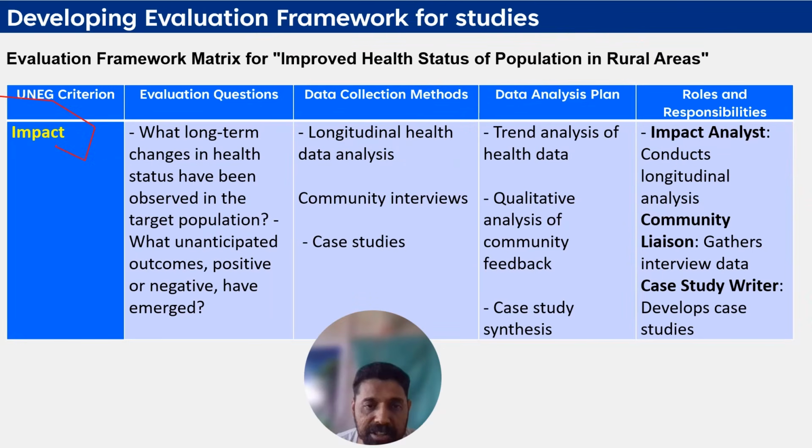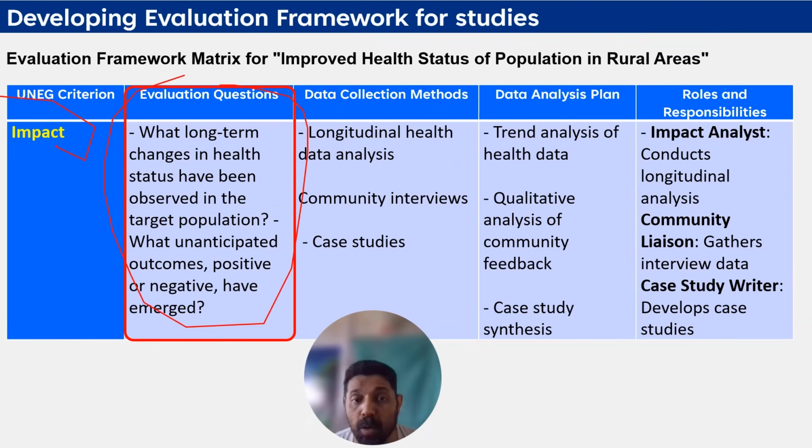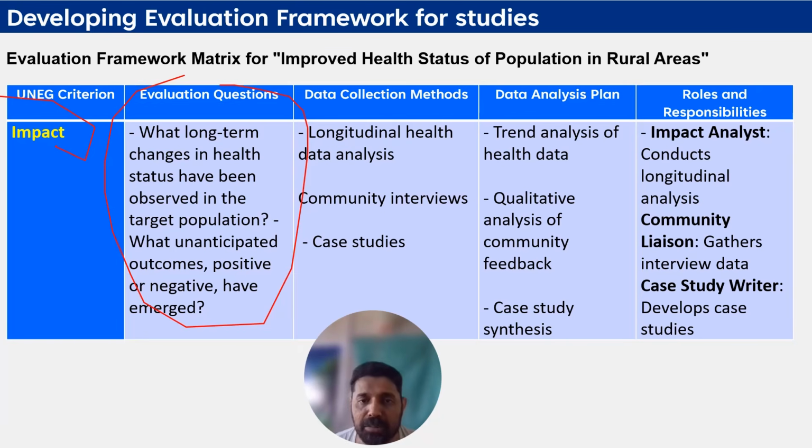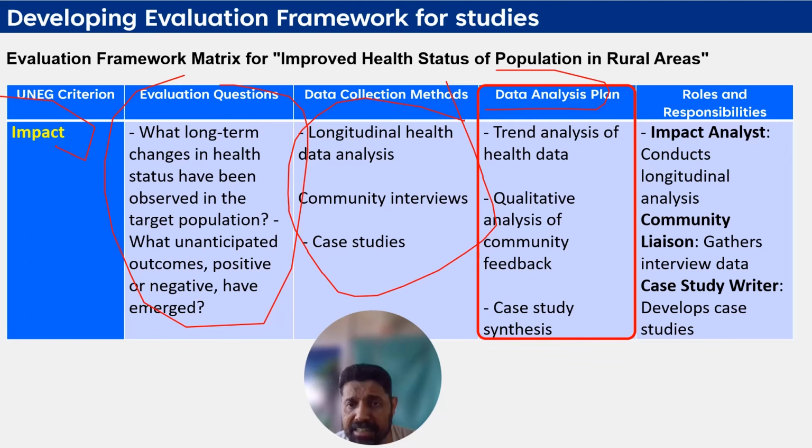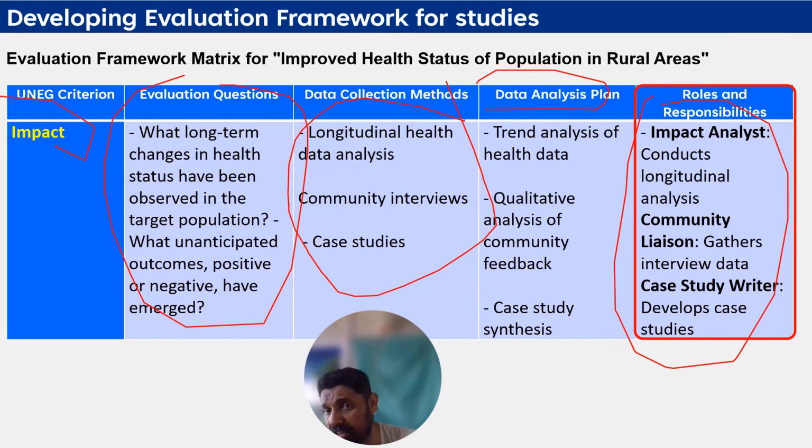Then for impact, our key question: what long-term changes in health status are being observed in the target population? What unanticipated outcomes, positive or negative, have emerged? Similarly, here you can see the different data collection methods: longitudinal health data analysis, community interviews, case studies. Here you can see the data analysis plan: trend analysis of the health data, qualitative analysis of the community feedback, case study synthesis, etc. And here you can see the roles and responsibilities of the different team members that are required.